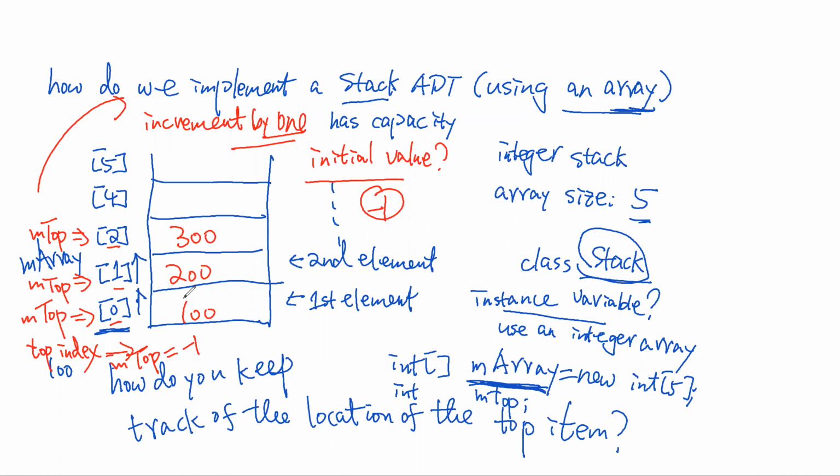Because see, when you add 100, you increment m top by 1, so it's 0. And when you add 200, m top increments by 1 and is updated to 1. So this works. So the top index you initialize as -1.